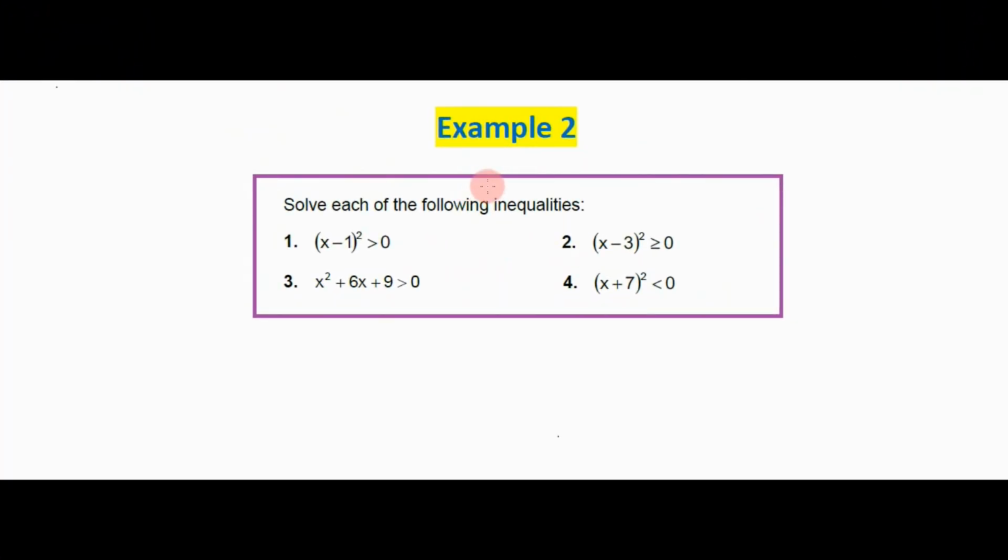Example 2 on quadratic inequalities deals with perfect squares that are slightly more complex. We have to solve for x in each of these 4 inequalities. So let's look at the first one.